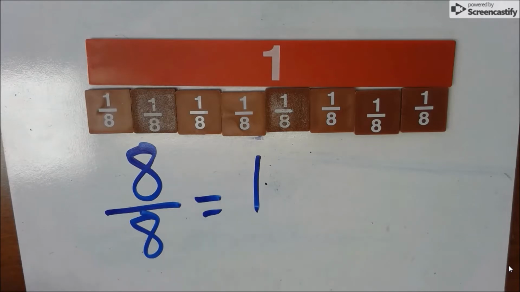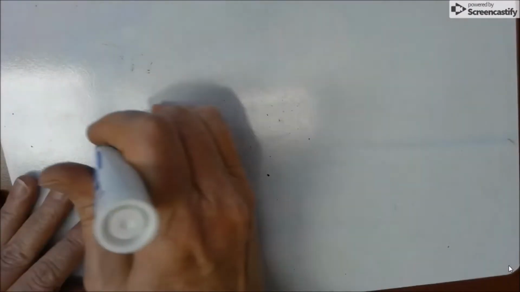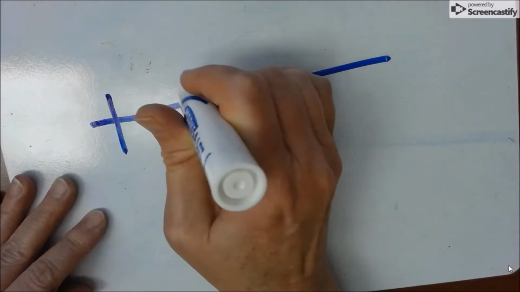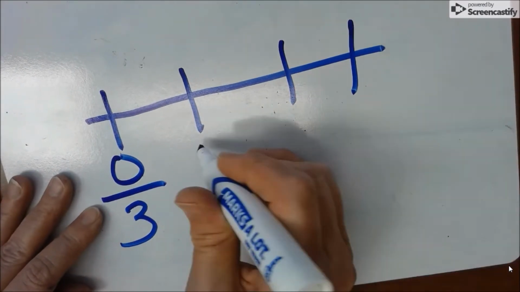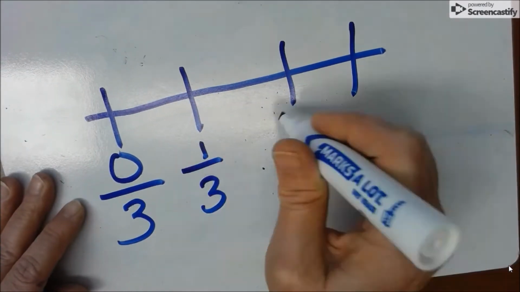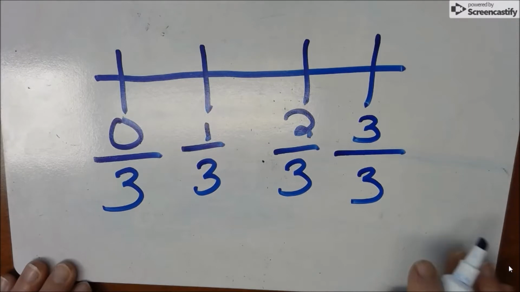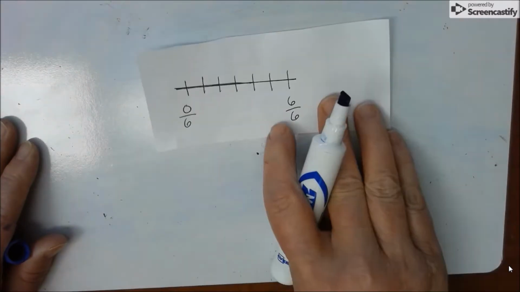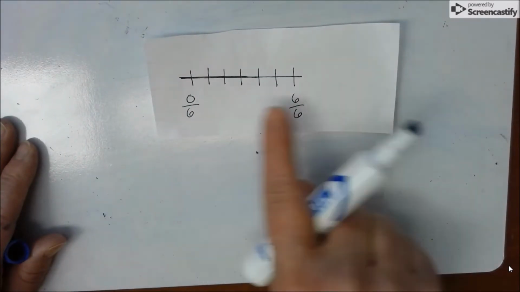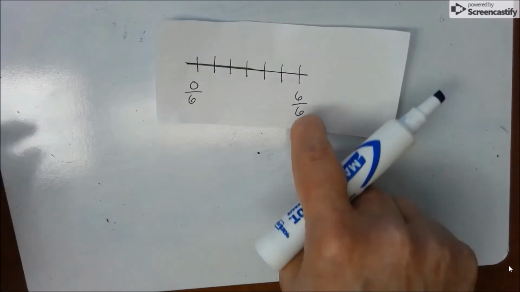You can also use number lines to help students conceptualize that a specific number of parts equals a whole. Draw this number line, and I can label my number line 1/3, 2/3, 3/3. So now we can see that it takes 3/3 to equal 1 whole. We can do the same with 6 and divide it into parts, and we see that 1/6, 2/6, 3/6, 4/6, 5/6, 6/6 equals 1 whole.